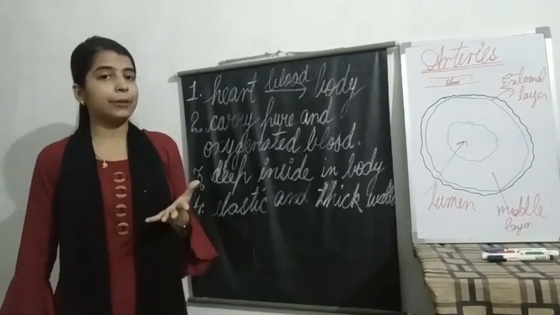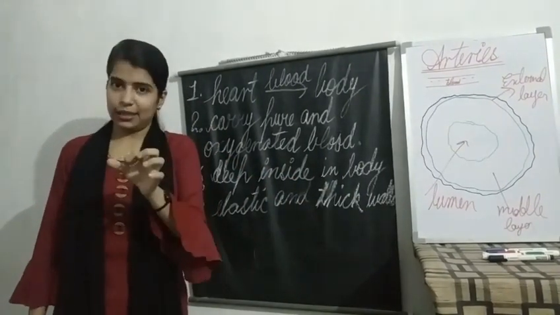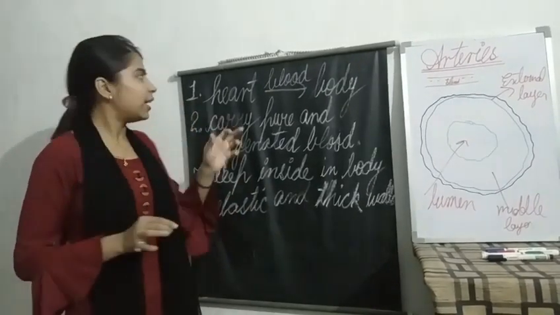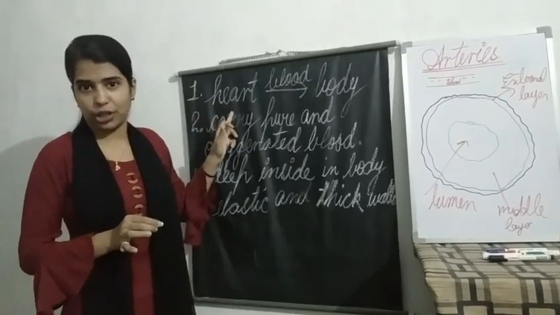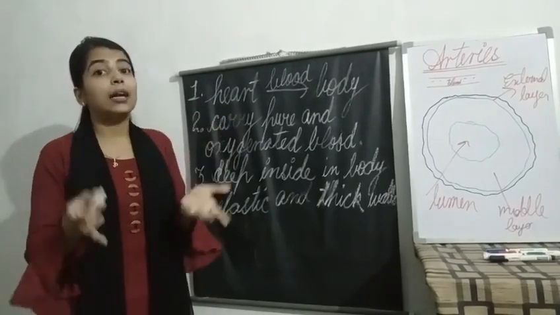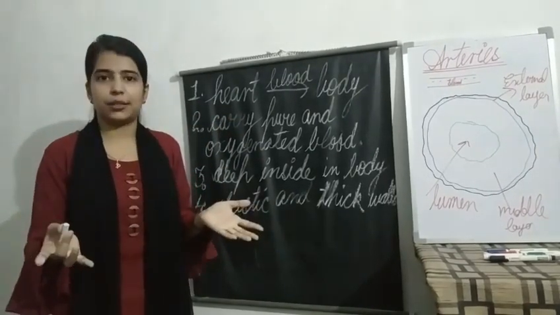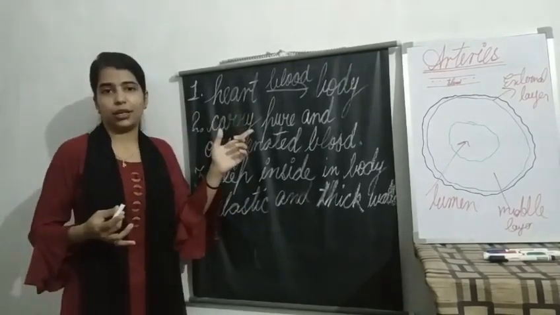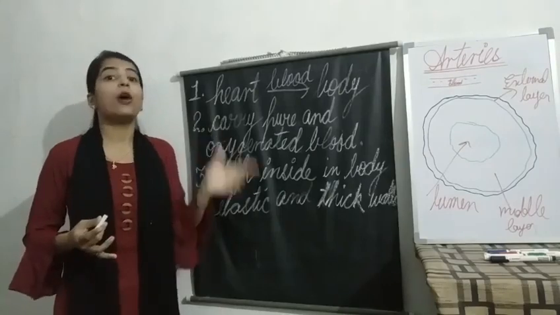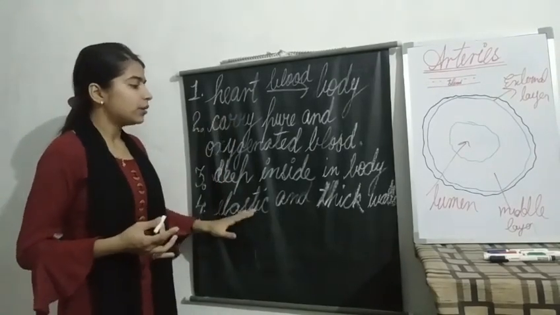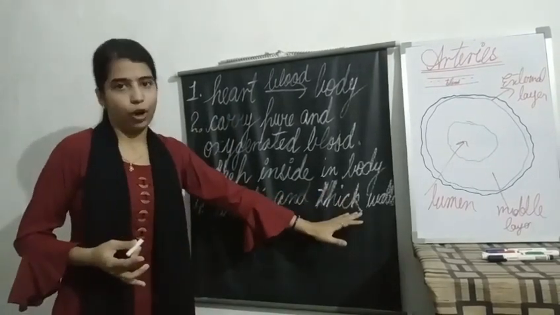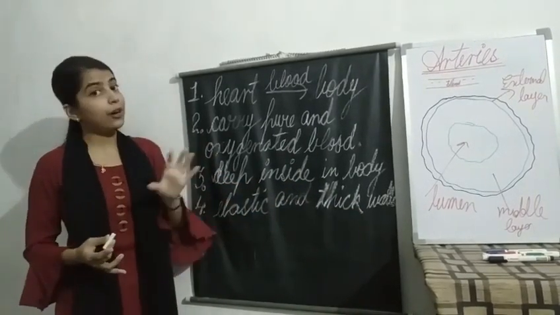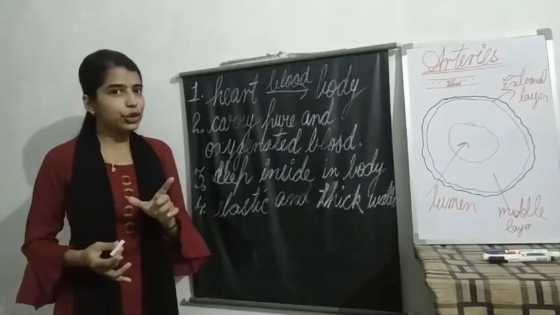Otherwise, what would happen if the walls are thin? If the arteries had thin walls, then because of the high pressure of the blood, the arteries would burst. So to prevent the arteries from bursting, they have thick and elastic walls, so that they can withstand the high pressure of the blood. Is it clear to you all?